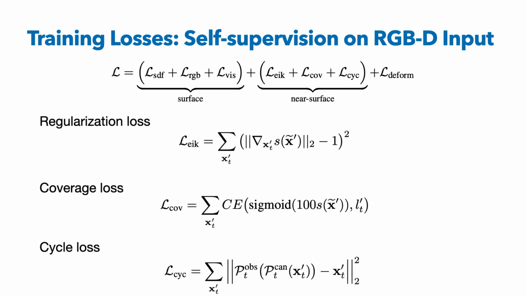Next, the near surface losses put the constraint on the points sampled near the observed surface. The regularization loss constrains the points to follow the eikonal theory. The coverage loss constrains that the points outside of the surface should have the positive SDF, and the points inside of the surface should have a negative SDF. The cycle loss constrains that if we project a point into the canonical space and project it back to its frame, the new position will be close to the original position.